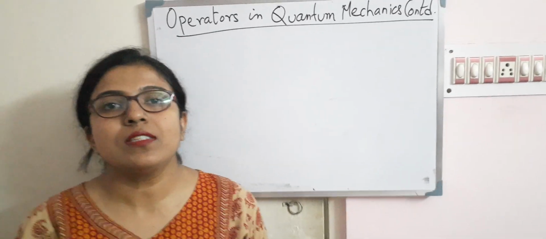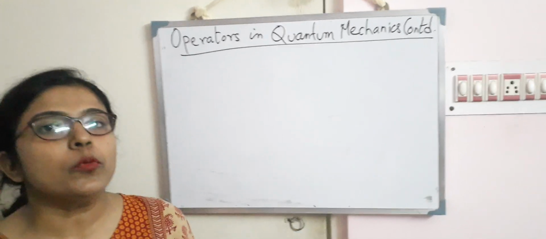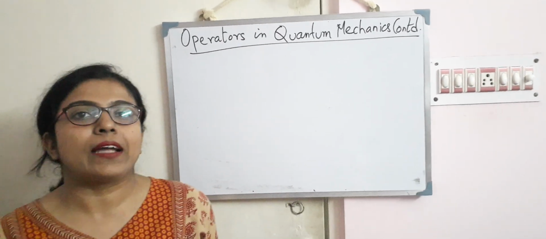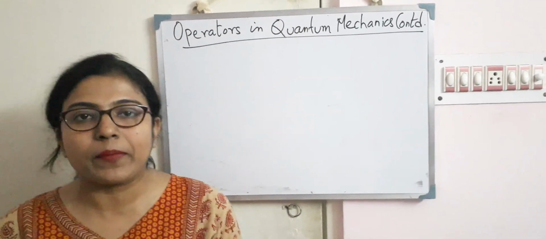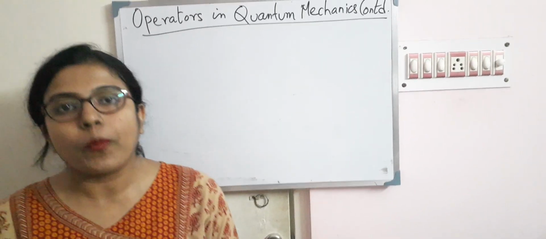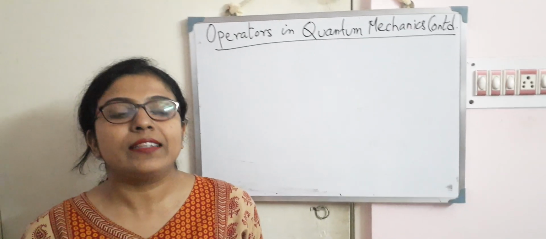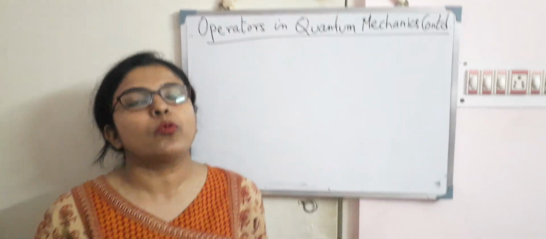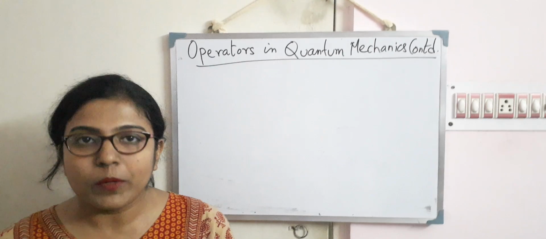Good afternoon, students. In this lecture, we will continue with the operators in quantum mechanics. In the last lecture, I told you that all dynamical variables in quantum mechanics are represented as operators, and we have seen that these operators are linear and Hermitian in nature. We have talked about what linear operators and Hermitian operators are.